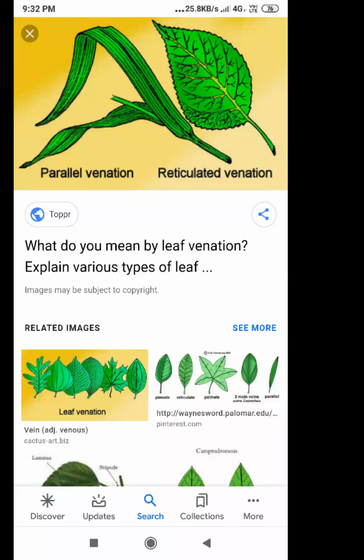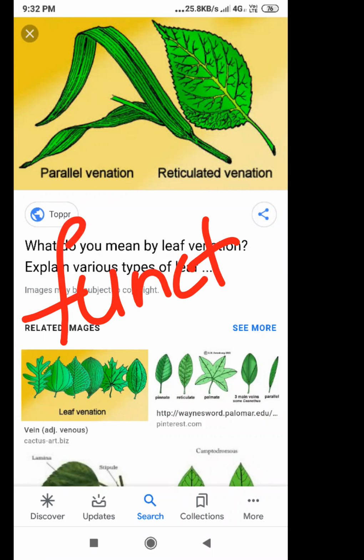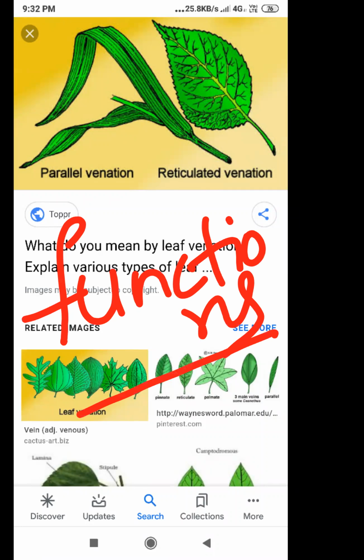So before going into the venation, let us see what the functions of the leaf are. You all know the functions of the leaf. Which organ is called the kitchen of the plant? It is the leaf. Why is it called the kitchen of the plant? The leaf is the main organ responsible for photosynthesis. So plants can prepare their own food. That is why they are called autotrophs.